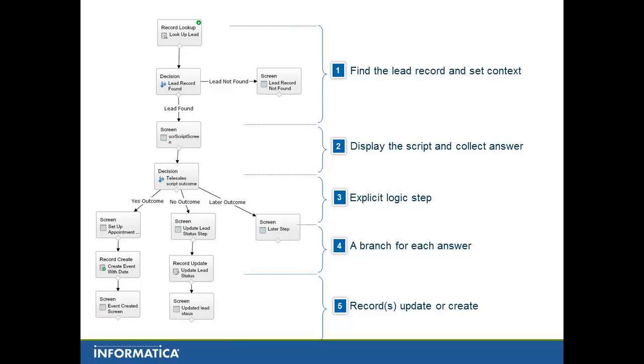So as you can see, there's a lot more to it than Cloud Extend. So we've got a section first that finds the right lead record and sets the context using the object ID that was passed from the Visual Force page. We're going to display the telesales script and then collect the answers via the radio buttons. There's an explicit logic step that we didn't have before, and that's going to test the result of the radio buttons. There's a branch for each of the answers, just like we had before. And finally, there's a branch that either updates or creates Salesforce objects appropriately.